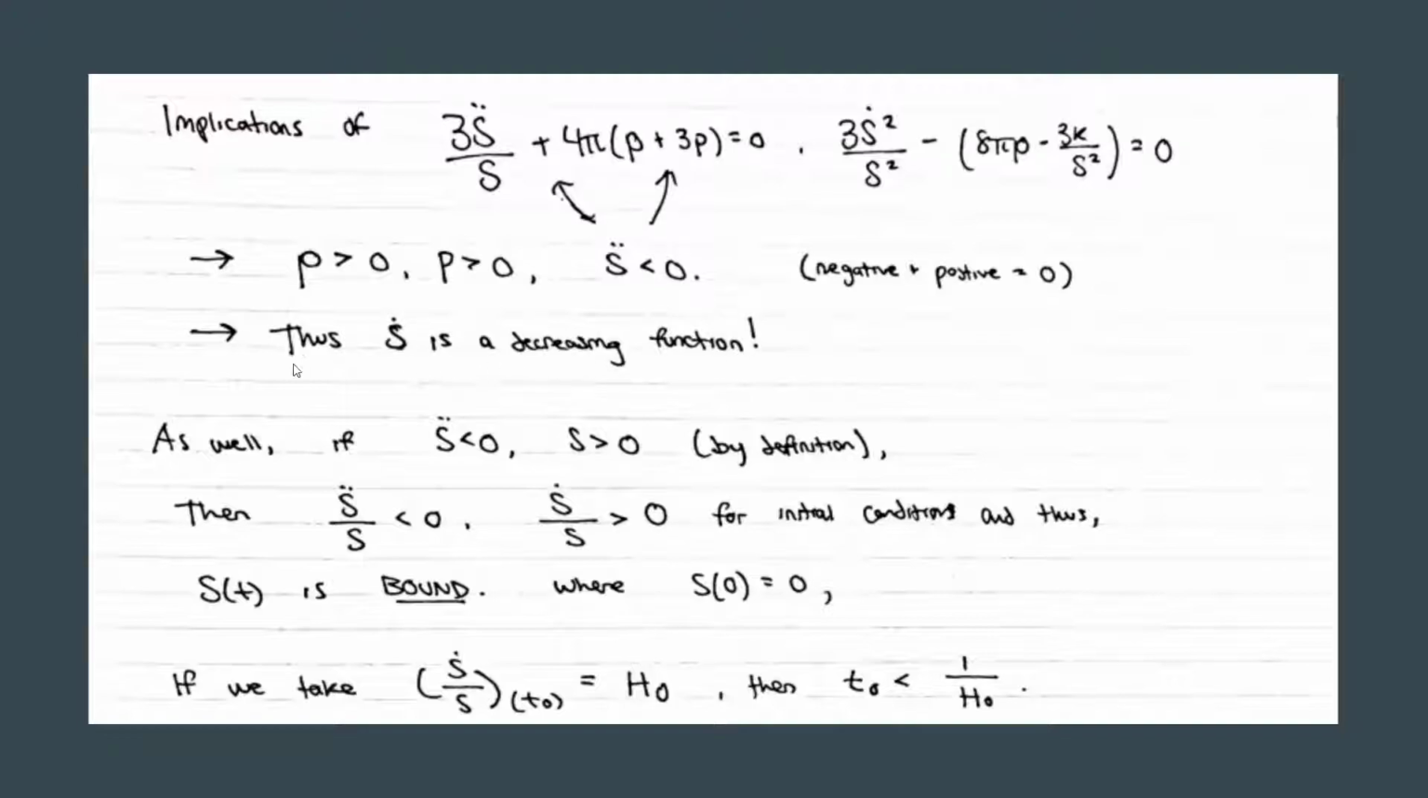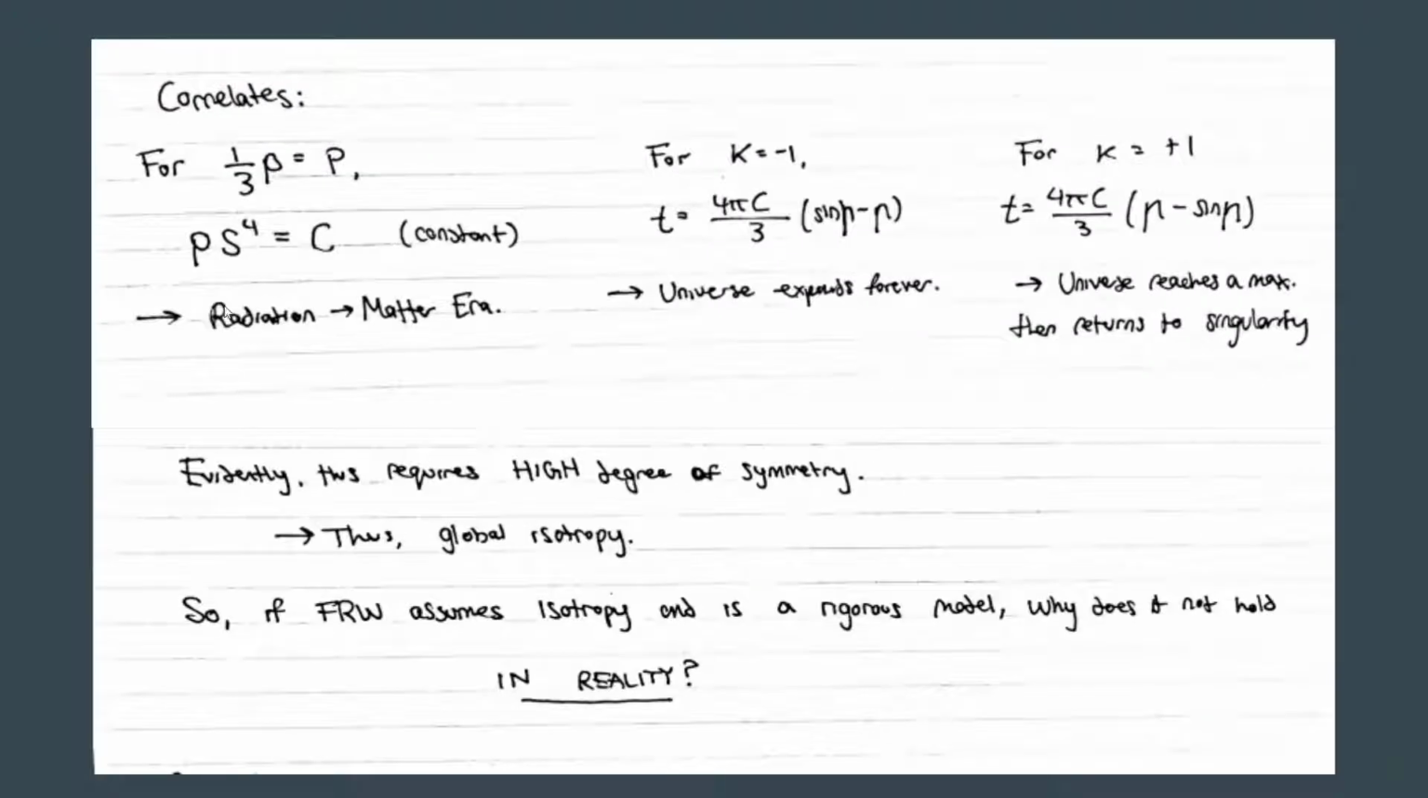This means that the scale factor is a decreasing function, and thus the function for s of t is bound. This allows us to assess the scale factor as a rate of change of a constant, which turns out to be the Hubble constant. Mohajan goes on to solve these equations for special cases which have important cosmological correlates, including the transition from a radiation-dominated past to a matter-dominated present from the equation of state P is equal to 1/3 density, and predictions for the end fate of the universe based on curvatures k equals -1 and k equals +1.